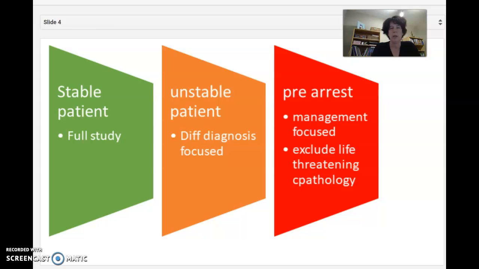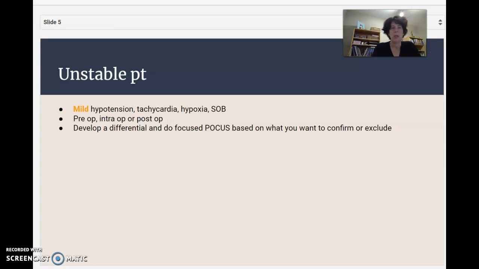So how do I define those two subgroups? My unstable patient, I would define as somebody with mild hypertension and tachycardia, maybe some hypoxia, maybe some shortness of breath. And this can be at any point during the cardiac cycle, pre-op, intra-op, or post-op. I would develop my differential, as I said, and then I'll do sort of a focus based on what you want to confirm or exclude.